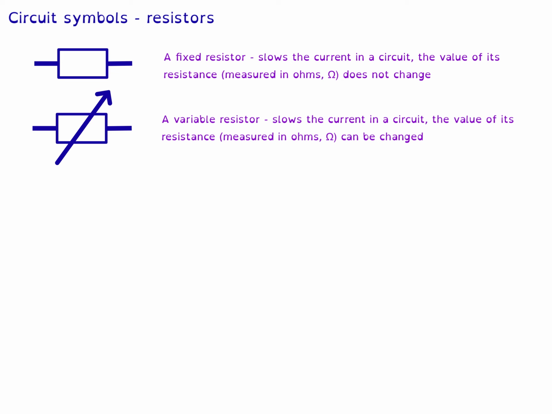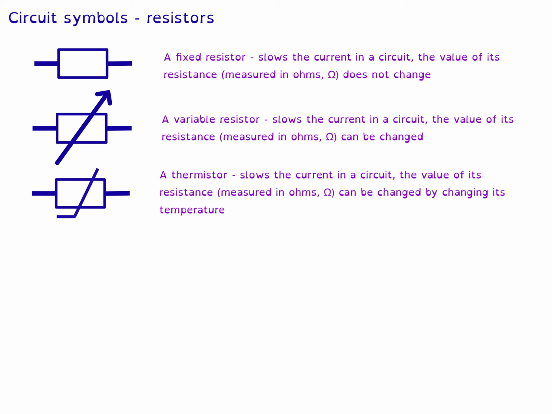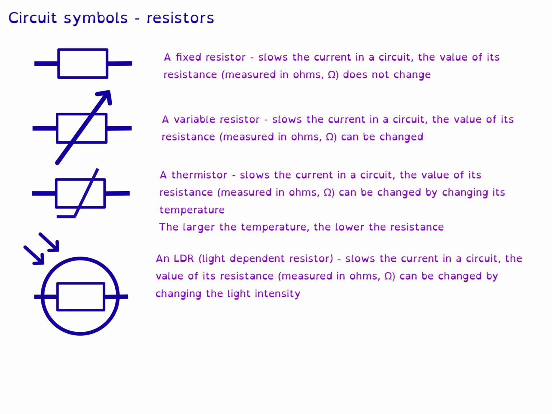A thermistor slows the current in the circuit, and the value of the resistance measured in ohms can be changed by changing its temperature. The larger the temperature, the lower the resistance. An LDR, light-dependent resistor, slows the current in the circuit. The value of the resistance measured in ohms can be changed by changing the light intensity. The greater the light intensity, the lower the resistance.